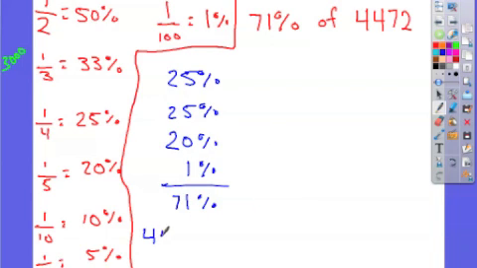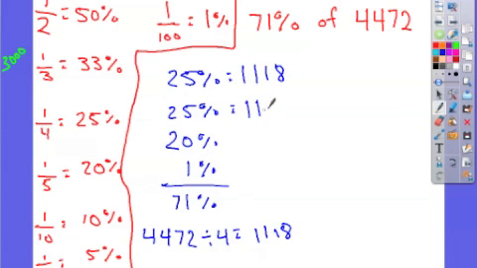If my whole and my 100% right here is 4,472, 25%. 25% is a fourth. So I need to cut that into 4 pieces. So if I cut that into 4 pieces, 4,472 divided by 4 is going to be 1,118. So I'll put that right here, 1,118. Okay?